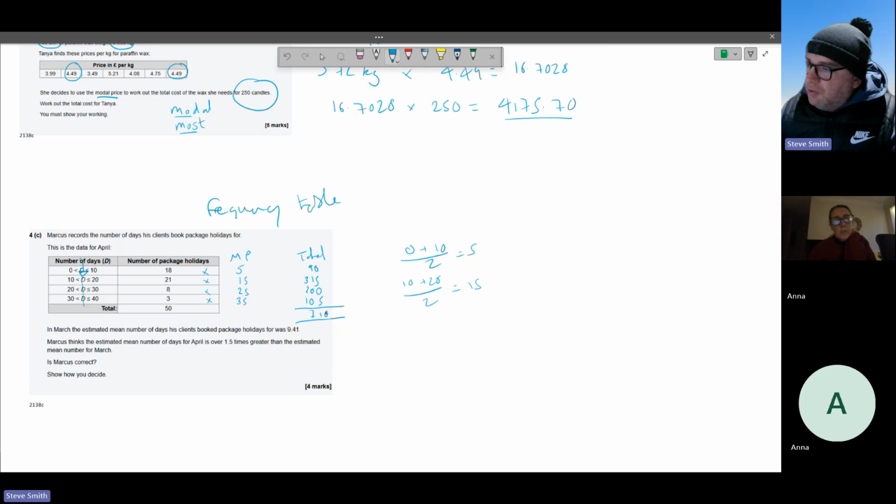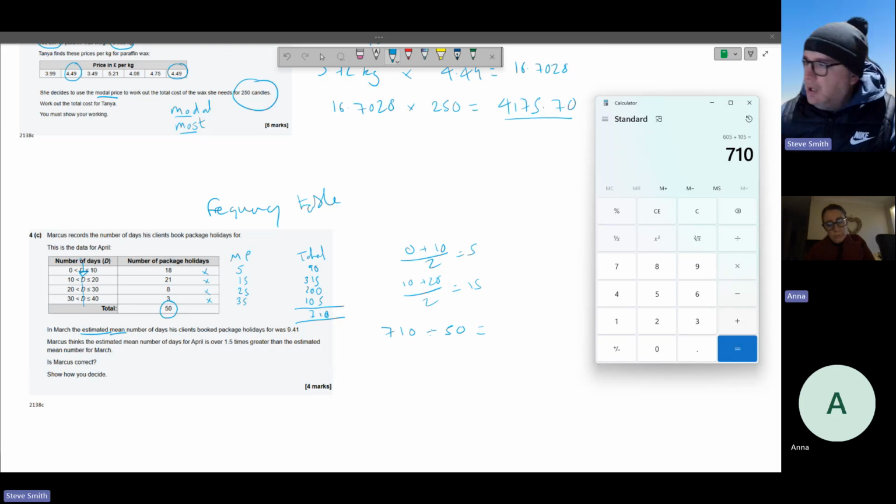And to find out the average, we can see here that it's like a normal mean now. It's not the mean, it's the estimated mean. So we've got 50 people booking holidays, and that's a total number of days. So if we go 710 divided by the total number of people, we see the average number of days.